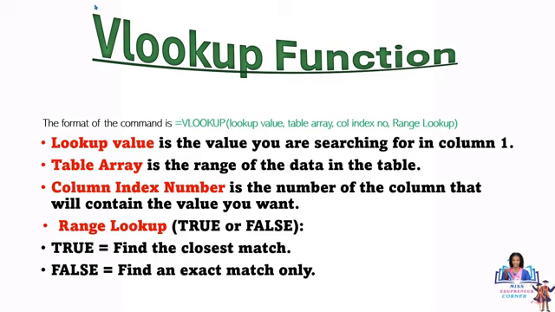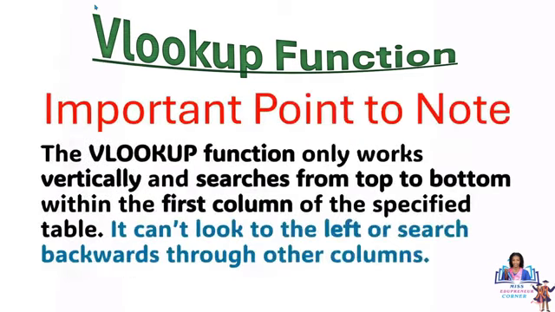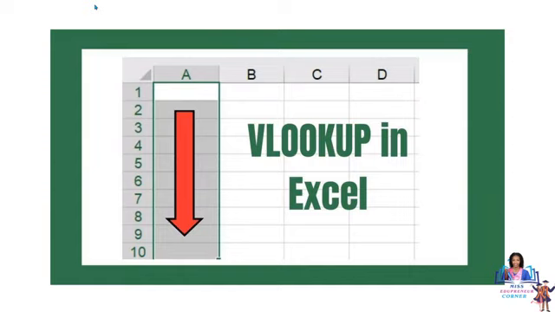So important point to note. The VLOOKUP function only works vertically, so that's from top to bottom, within the first column of the specified table. It can't look to the left or search backwards through other columns. So the VLOOKUP function in Excel searches from top to bottom, and it cannot look backwards, so it can't look to our left. It can only return a value from the right.